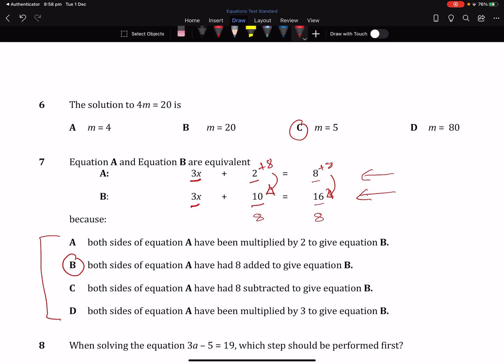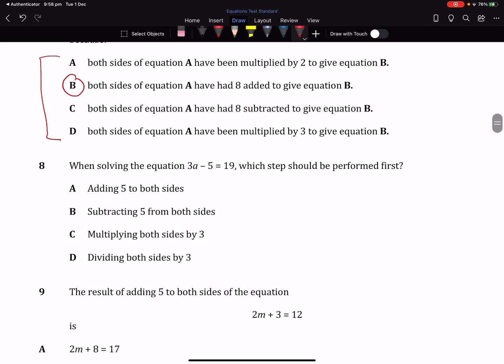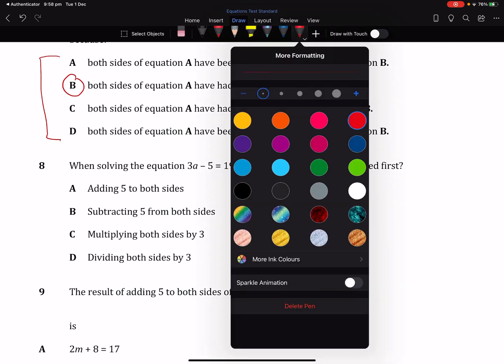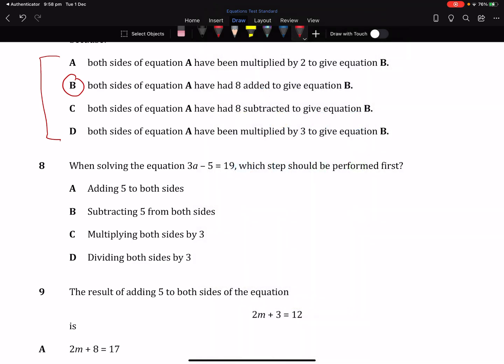That one was just a little bit trickier, possibly for the wording. Question 8. When solving the equation 3a minus 5 equals 19, which step should be performed first? Remember, here we are doing this in the reverse order to what we would normally do. Normally we would do 3a and then take 5 away from that answer. But to undo, we do it in reverse. So we'd be trying to undo this minus 5 first, and to do that we do the opposite, which would be to plus 5 here and plus 5 on that side. So we are looking to add 5 to both sides.